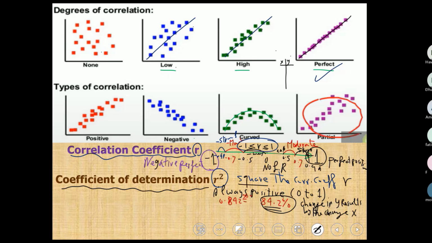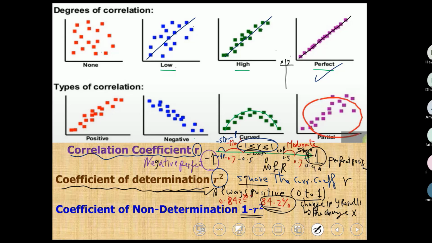Yes, this is what we call the coefficient of non-determination. The coefficient of non-determination is 1 minus r squared, and it is also always positive and between 0 and 1, right? So the coefficient of determination is r squared, positive. Also, the coefficient of non-determination is always positive because it is 1 minus r squared.